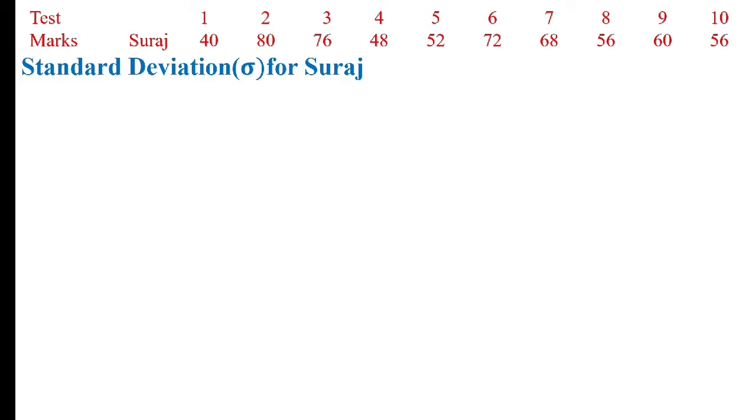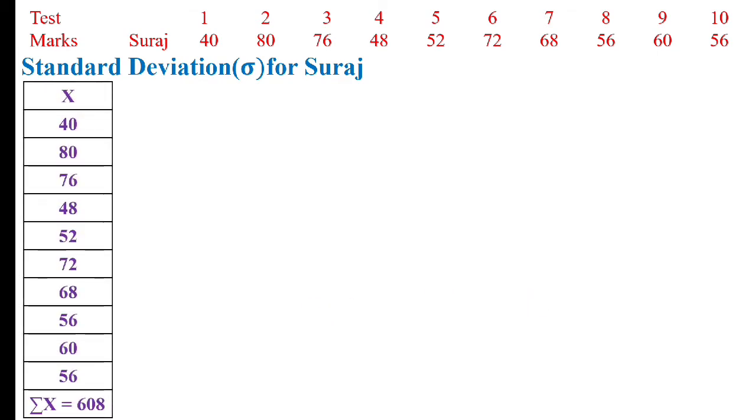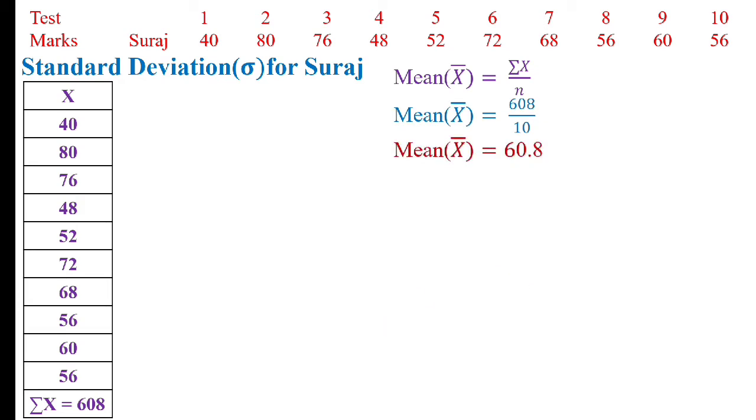We know very well the given values will be written in the X column. The values are 40, 80, 76, 48, 52, 72, 68, 56, 60, 56, total 608. So we need to find the mean. Mean equals summation X divided by N, 608 divided by 10, so we'll get 60.8. For calculation purposes, we'll round off to approximately 61.